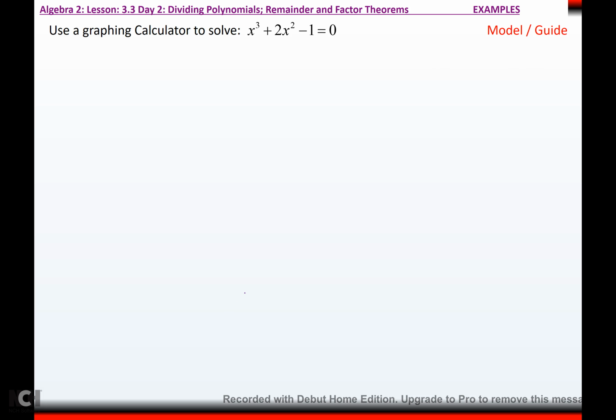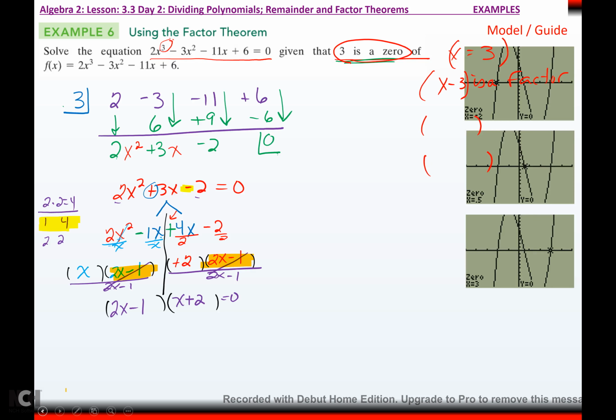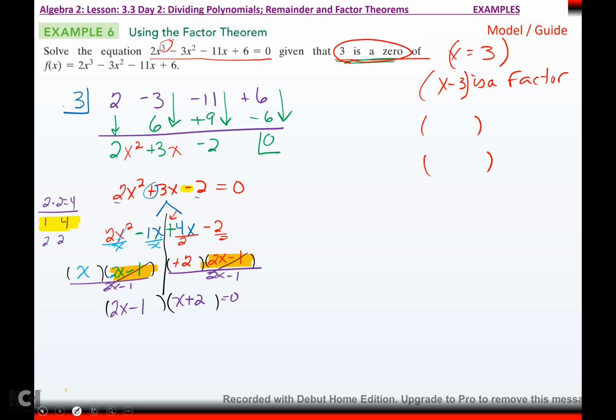So now I have x equals 3, which as a factor is x minus 3. I just found the other two factors: 2x minus 1 and x plus 2. Okay, so those are my 3 factors.